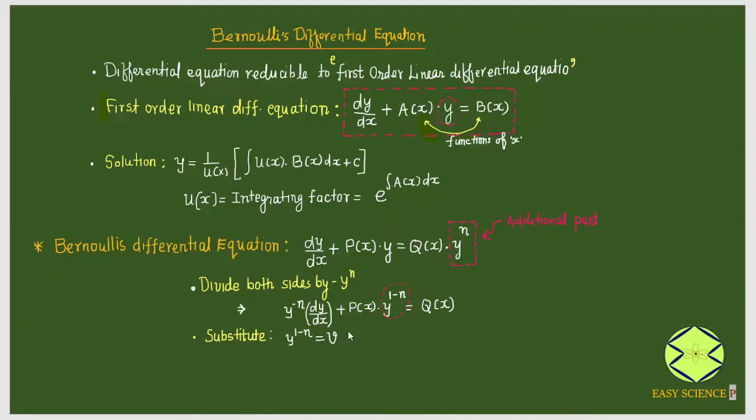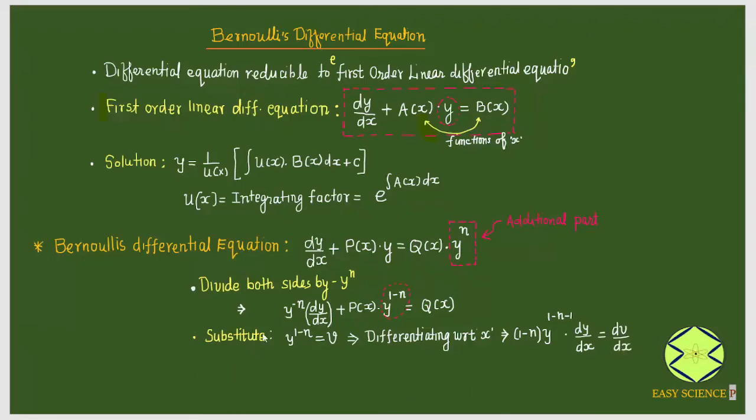So when I substitute like this, I can differentiate it. If you differentiate with respect to x, you would be getting a very interesting result, that is 1 minus n times y raised to 1 minus n minus 1, dy over dx equals dv over dx. Very simple.